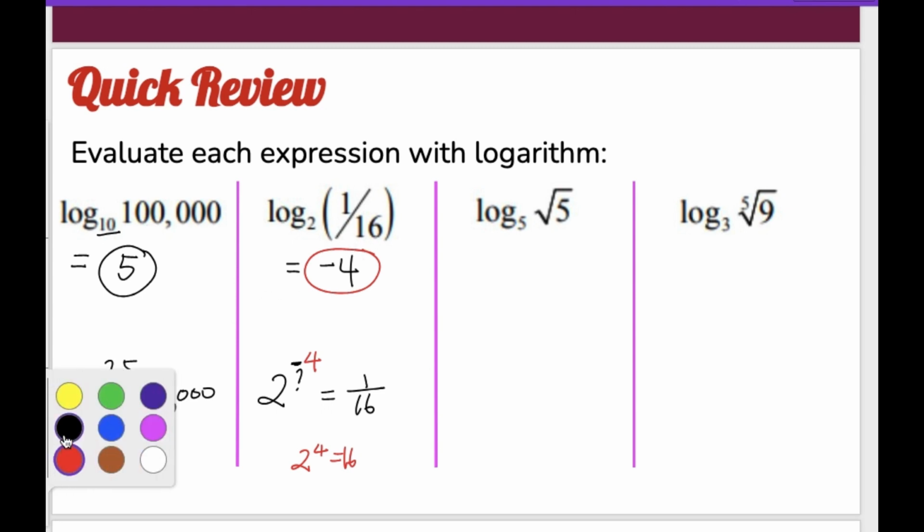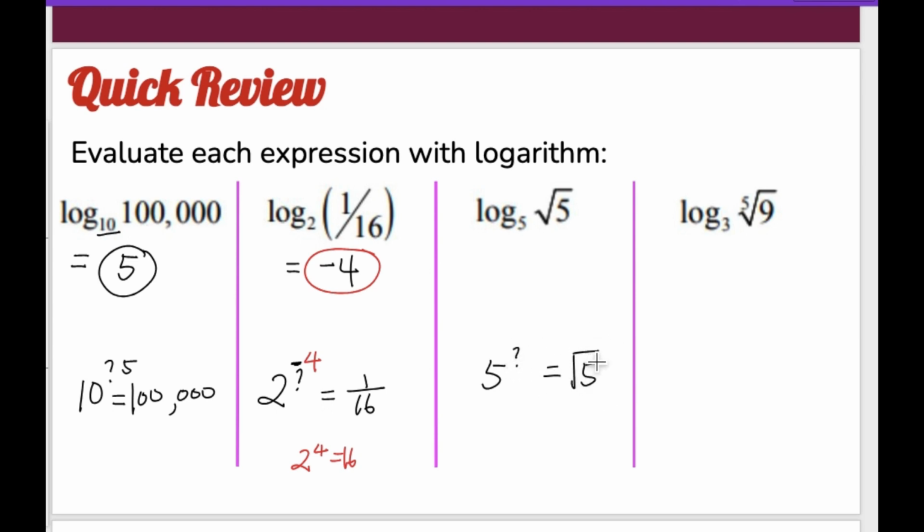Next one is a little bit tricky because whenever we see the square root, it's a little bit tricky, right? So 5 to what power is square root 5? Do not forget, square root is just the radical form of the rational exponent 1 over 2. So 5 to what power is 5 to the half power, which is 1 over 2. Because square root, the simple way to write it in exponential form, is just 1/2.